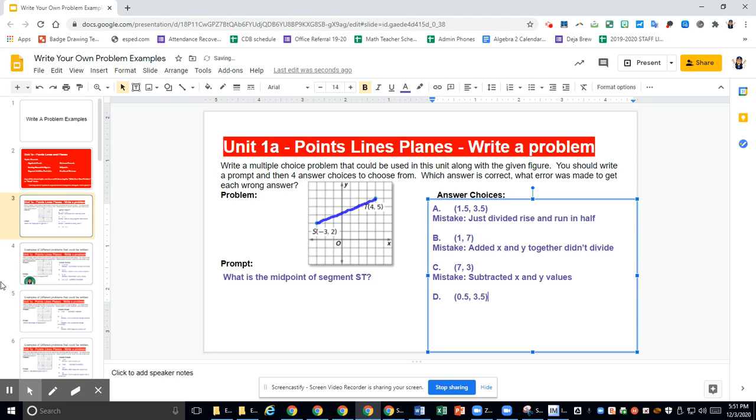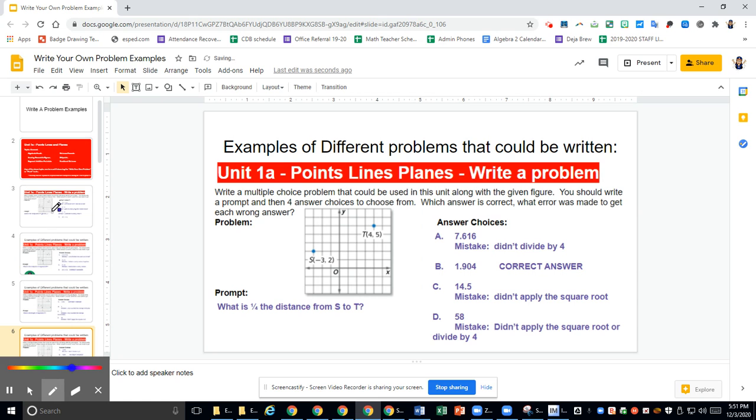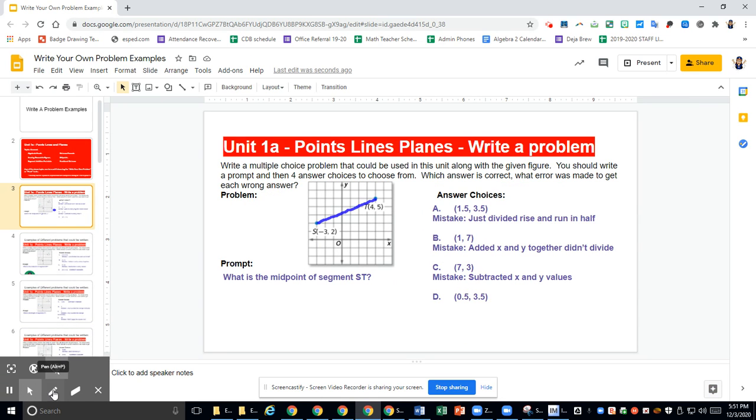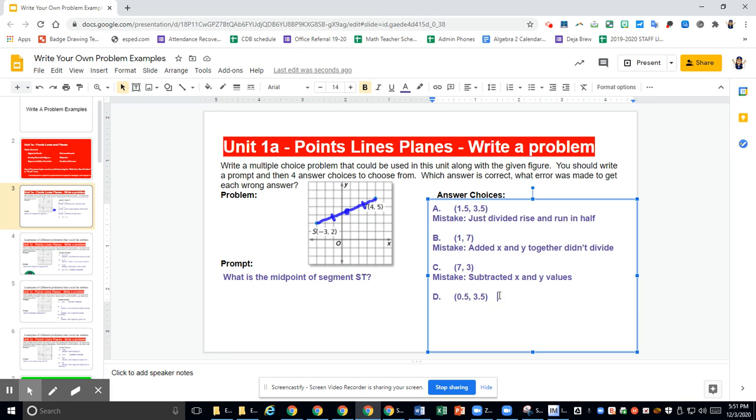So 0.5 and 3.5, if we look on the graph, oops, I lost our page. If we look on the graph, 0.5 is halfway between 0 and 1, and then 3.5, 1, 2, 3, 0.5. That's our midpoint right there that divides this into 2 equal pieces. And so I'm going to come over here and mark that it's my correct answer.